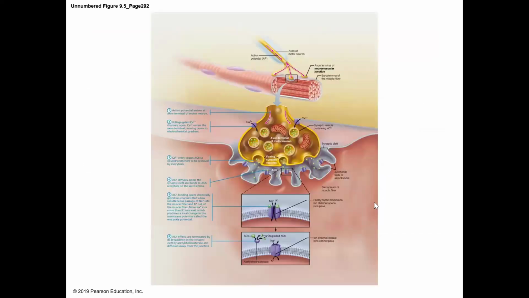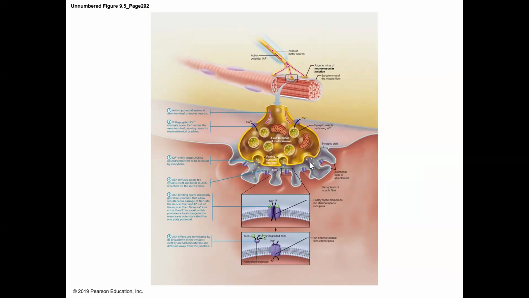Let's review real quick. Here you're showing a neuron communicating to a muscle. The point of communication between the muscle and the neuron is called a neuromuscular junction. At the end of the axon, this round bulbous region is called the axon terminal. Then you have these vesicles that contain the neurotransmitter. They're referred to as synaptic vesicles.